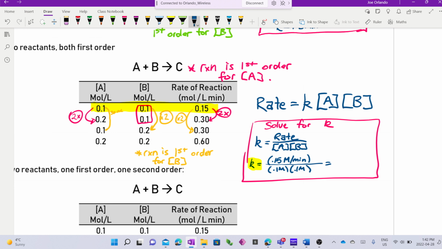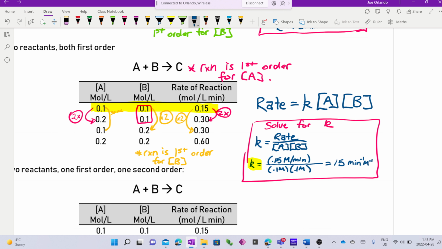And in this case, that's going to be 150, I believe. No, 15. No, just pick one. 15, and that should just be minutes to the minus 1 molar to the minus 1, right? Cool.